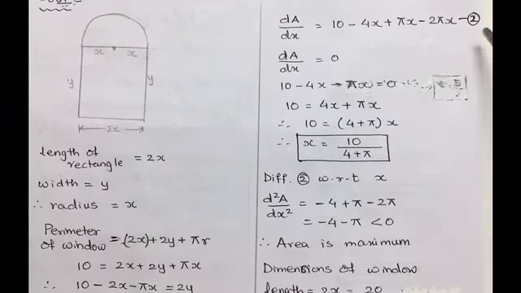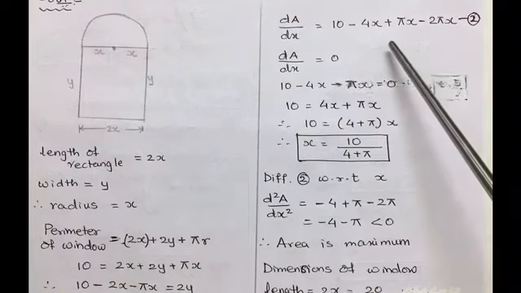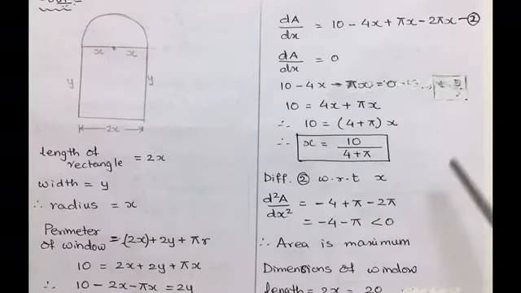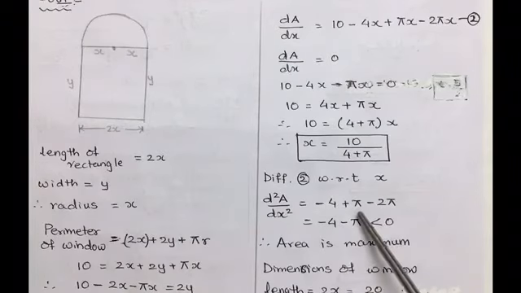Now again differentiating statement number 2 with respect to x, we get d square A upon dx square as minus 4 plus pi minus 2 pi. That gives minus 4 minus pi, by operating pi minus 2 pi, which is negative, less than 0. Therefore the area is maximum.